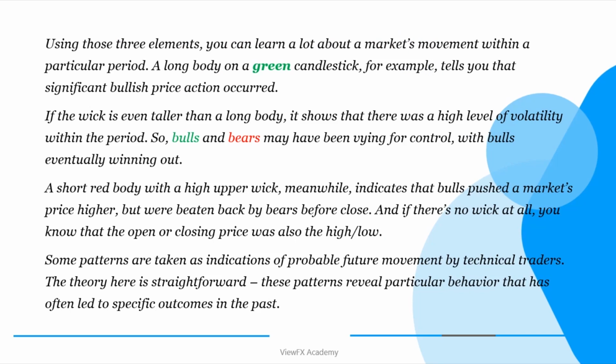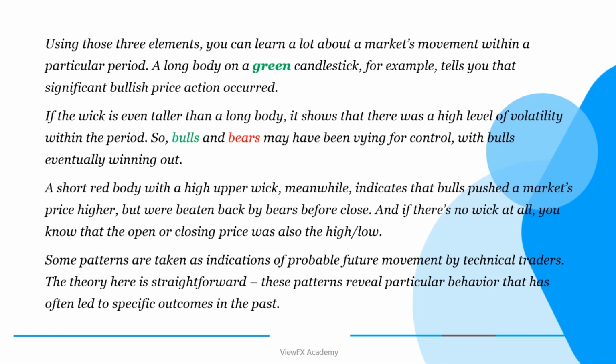A short red body with a high upper wick, meanwhile, indicates that bulls pushed the market's price higher, but were beaten back by bears before close. And if there's no wick at all, you know that the open or closing price was also the high/low.